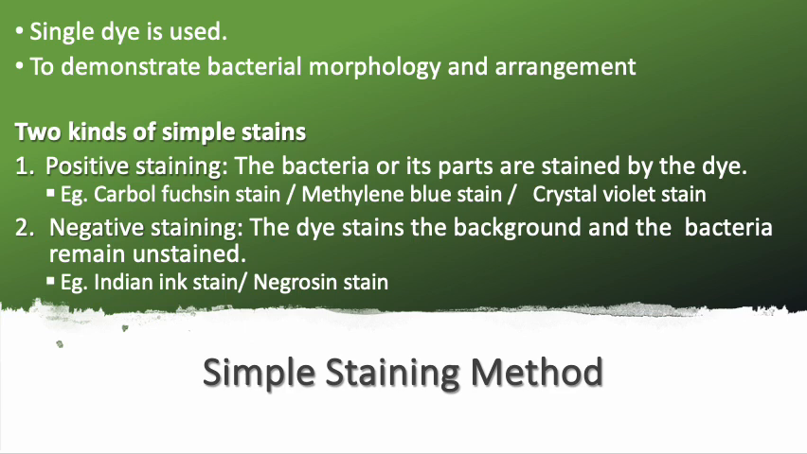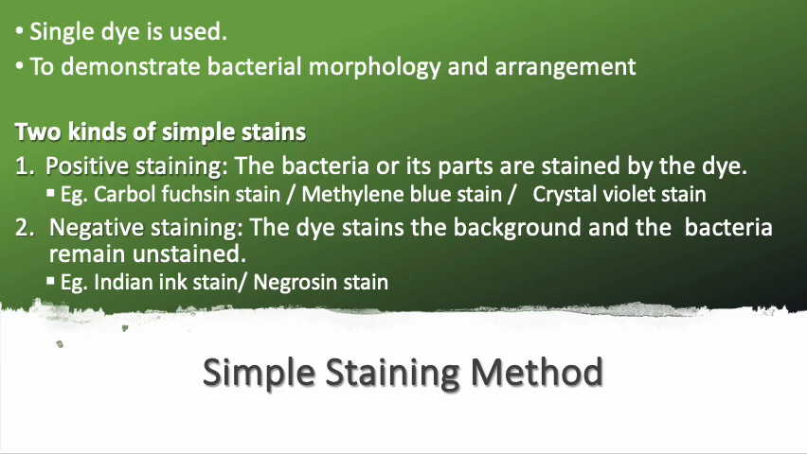Now there exist two kinds of simple stain: your positive staining and negative staining methods. The positive staining method allows the colorization of the bacteria, while the background is left colorless. Examples of positive stains used in positive staining are your carbol fuchsin stain, methylene blue stain, and your crystal violet stain. In the negative staining method, the dye stains the background and the bacteria remain unstained.